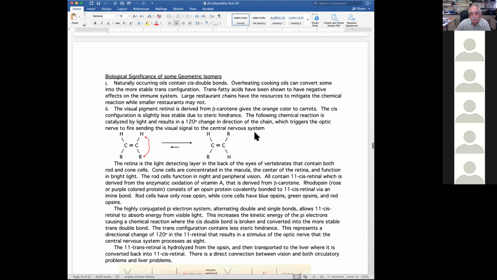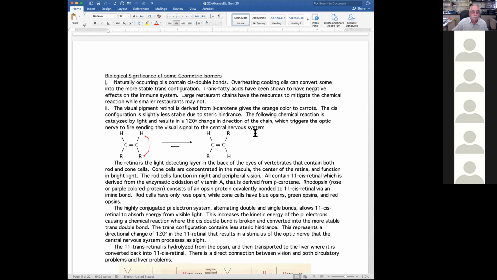So trans fatty acids have been shown to have negative effects on the immune system. And if you look at large restaurant chains, they have the resources to fix that chemical reaction. In other words, they can change frying oils much more often. Smaller restaurants, they're scraping by. They may not have the ability to mitigate the production of trans fatty acids.